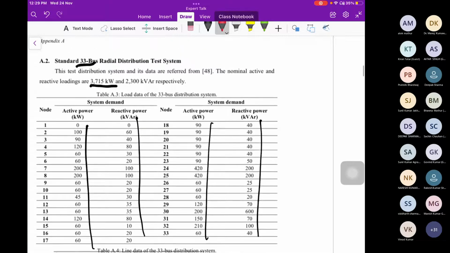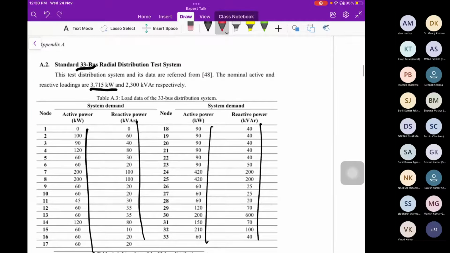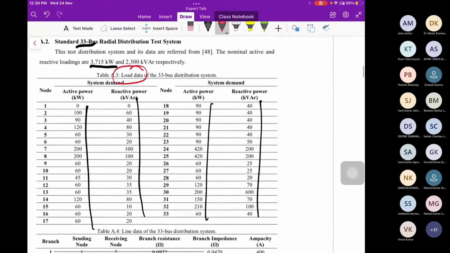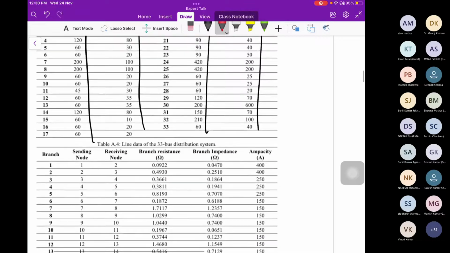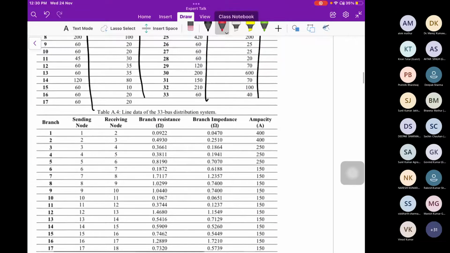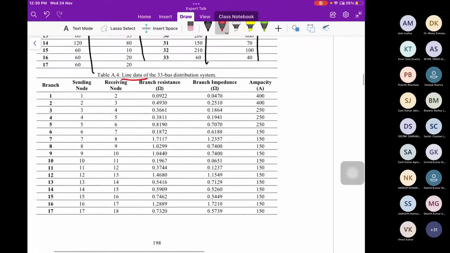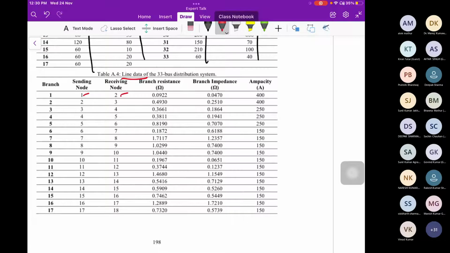So this one is the load data for the 33 bus system. What is the meaning of the 16 bus system, 33 bus system, and the others, 69, 83? That means the number of buses, and the number of consumers will be there with the grid system nodes. So this one is the line data. Line data means the data between this node and this node, this node to this.